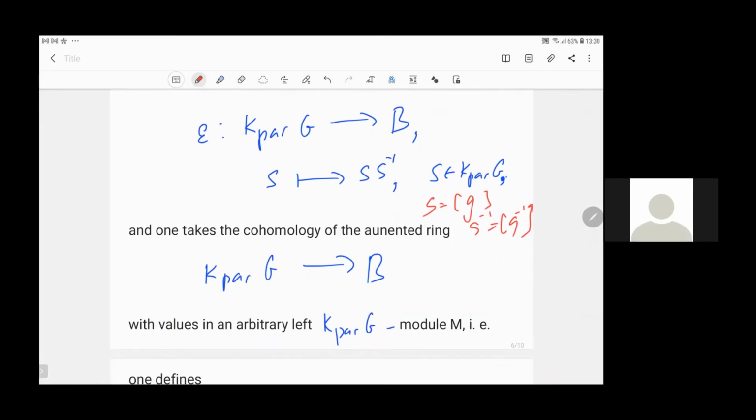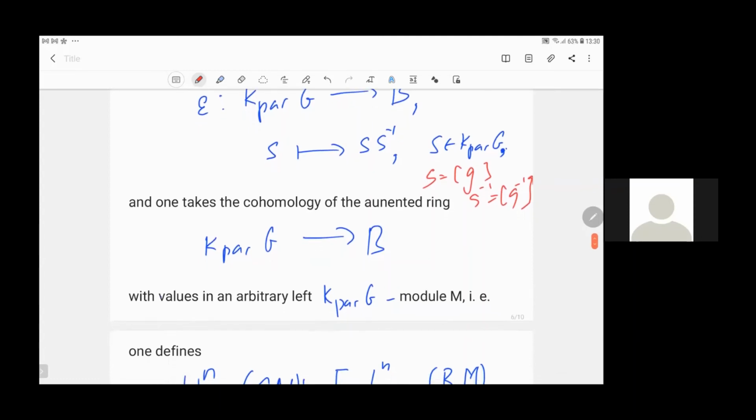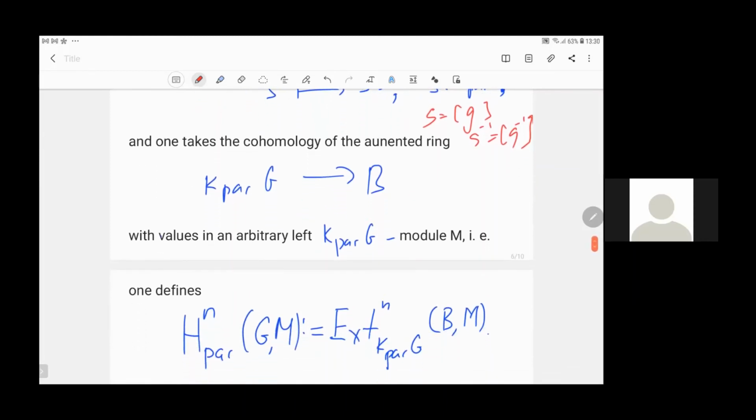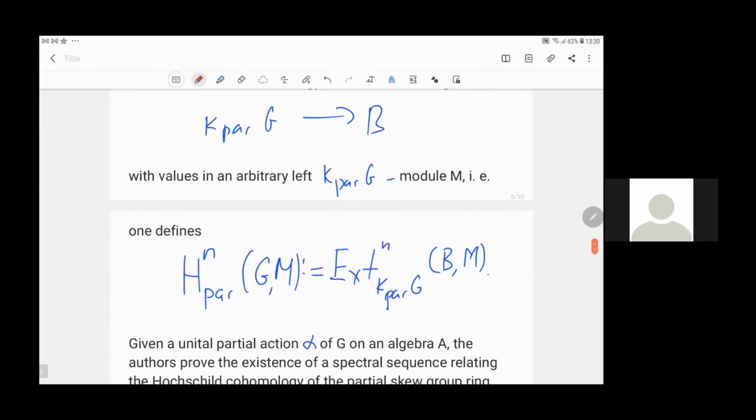So we can consider the augmented ring, with this augmentation map, and define cohomology of this augmented ring with values in an arbitrary left module over the partial group algebra. So in a well-known way, more specifically, the nth partial cohomology group will be the Ext, the right derived functor of the Hom functor.